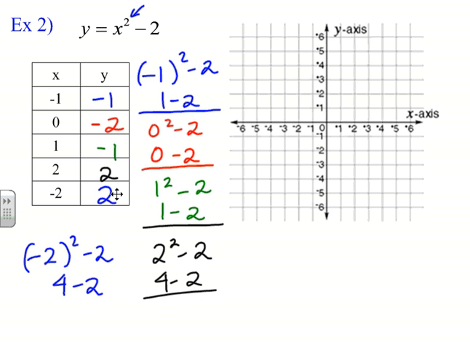So if we take these ordered pairs and put them on our graph, so (-1, -1), (0, -2), (1, -1), (2, 2), and (-2, 2). And we can see how this is shaping up, that it's not going to be a straight line. It's going to be a U shape as it continues out and along like this. And what we call this U shape is a parabola. So we would say that this is a non-linear function.